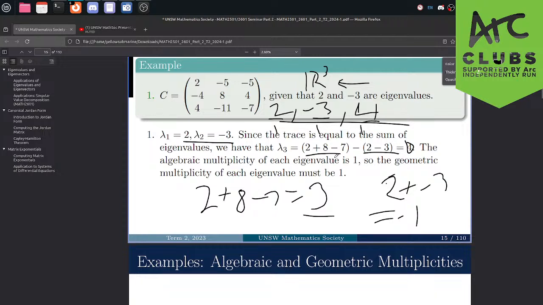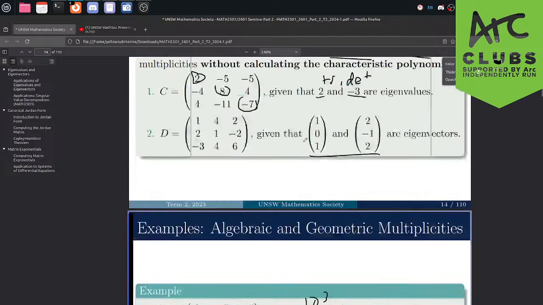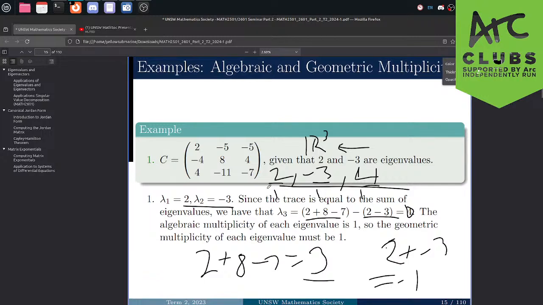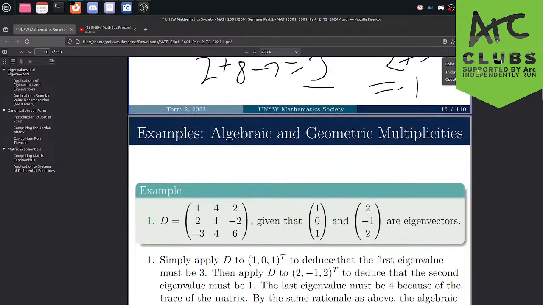Similarly, this means the geometric multiplicity must be 1, by the same reasoning from before. The geometric multiplicity is less than or equal to the algebraic multiplicity, and is at least 1. The only possible value in this case is 1. So the geometric multiplicity and algebraic multiplicity are both 1. Cool.